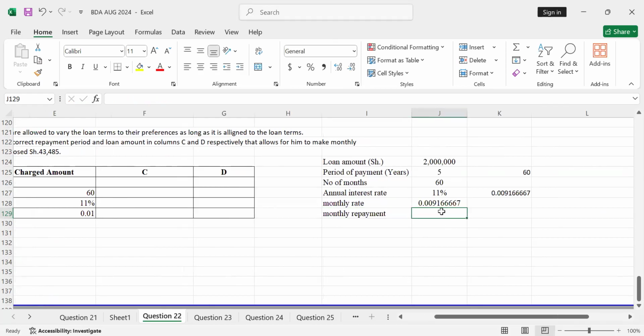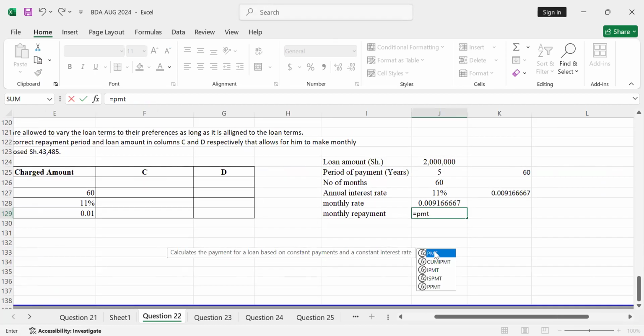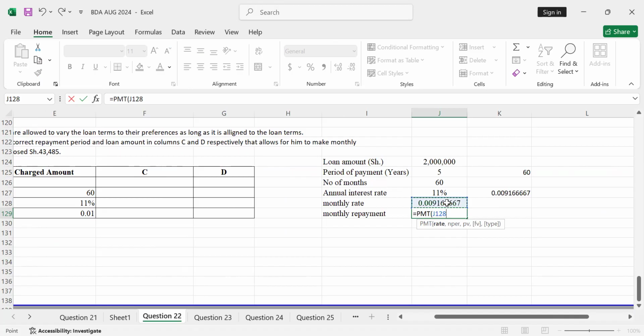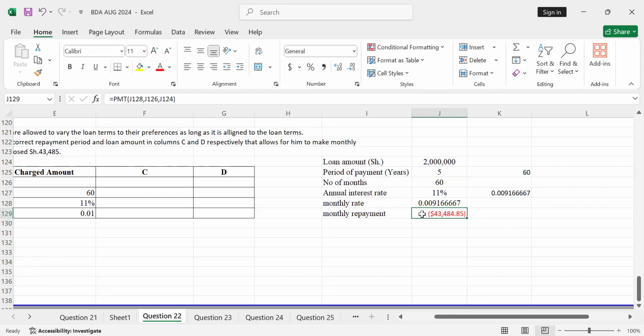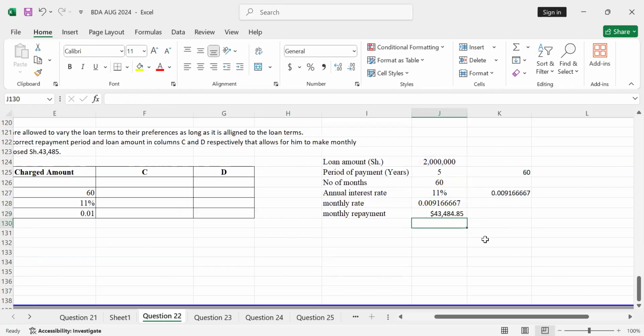So our monthly repayments here will be equal to the PMT. The rate we know is here, comma, we have the period 60, and we have the present value, which is the amount borrowed. I say this should be negative, so I start with negative there. So once you do that, now you can do what we call the goal seek.